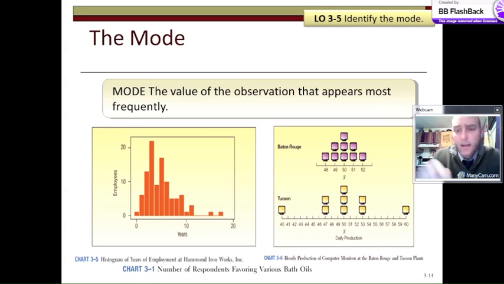But if we look at how they're different, we can see that Baton Rouge is pretty close together. Now, Tucson is very spread out. How close together and how spread out things are are concepts of dispersion. And we'll get there in just a little bit.